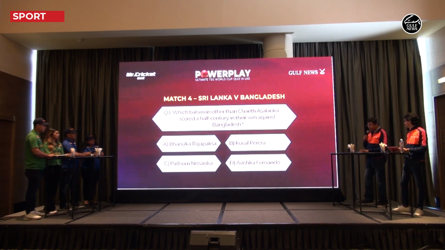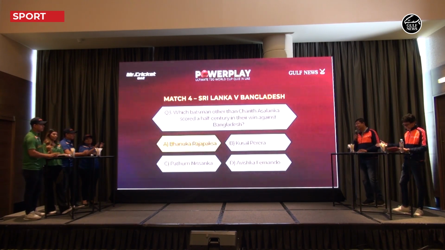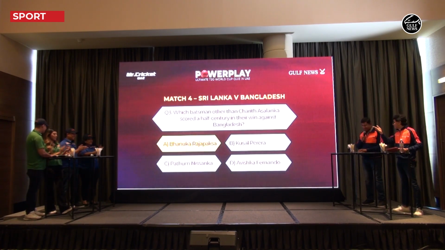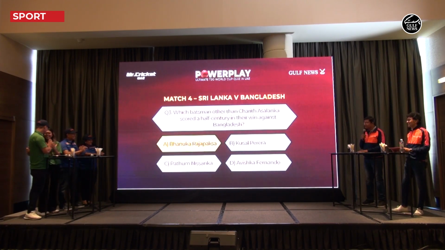Alex? You said Patun Nisanka, which is not the right answer, and therefore the question will pass. Come on, Naeem. Number A, Bhanuka Rajapaksha. And how much did he score? It's 53 maybe. No, that's 31 fine. Absolutely right again. Yes, good, correct. The answer is? He's done his homework. Yeah, all the numbers are there.